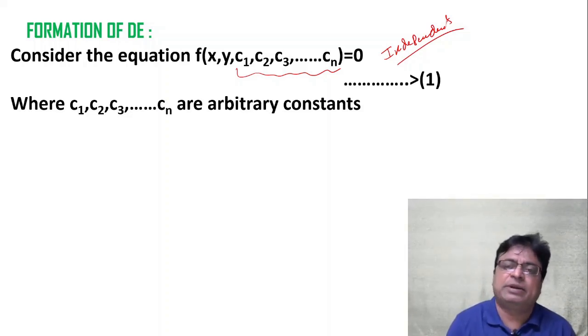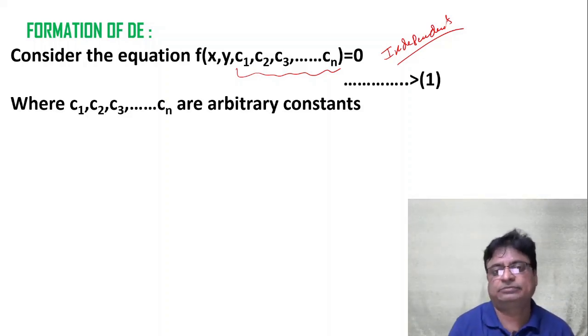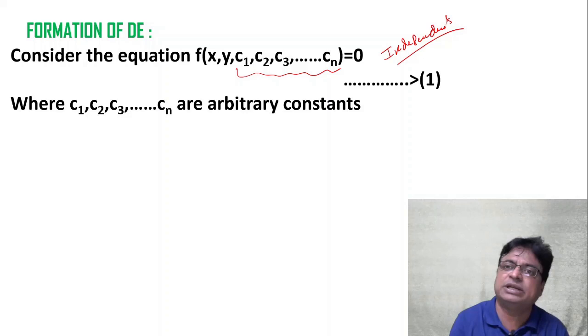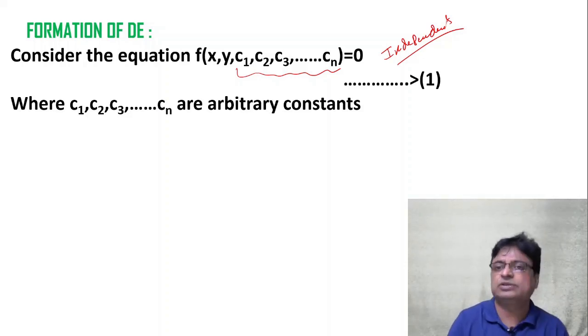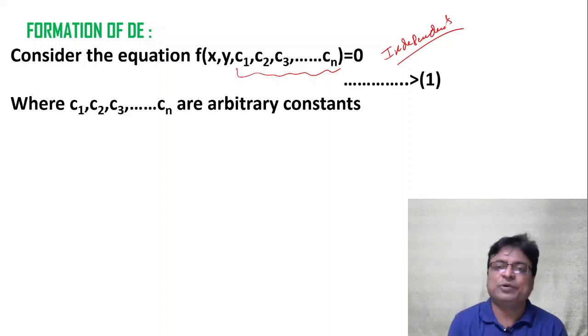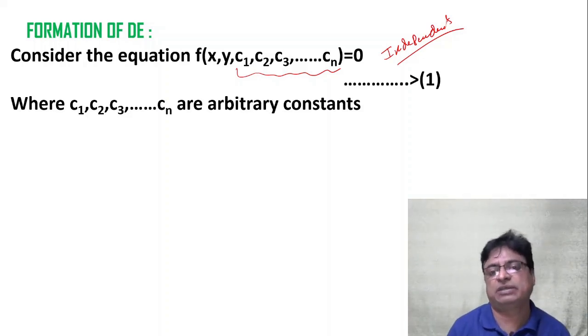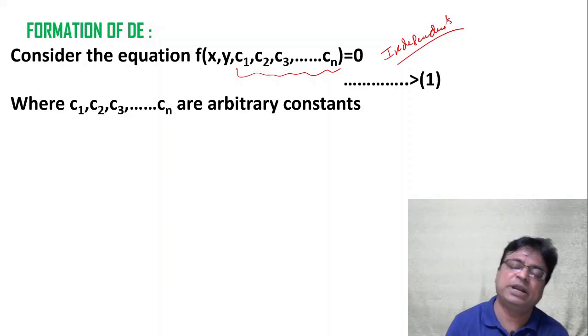Suppose it contains arbitrary constants, then with the help of this, how can we get the corresponding differential equation? If a differential equation is derived from the given algebraic equation, then we can simply say that the algebraic equation is nothing but the general solution of the given differential equation. So this is the relation between an algebraic equation and the differential equation obtained from the given algebraic equation having n different, independent arbitrary constants.